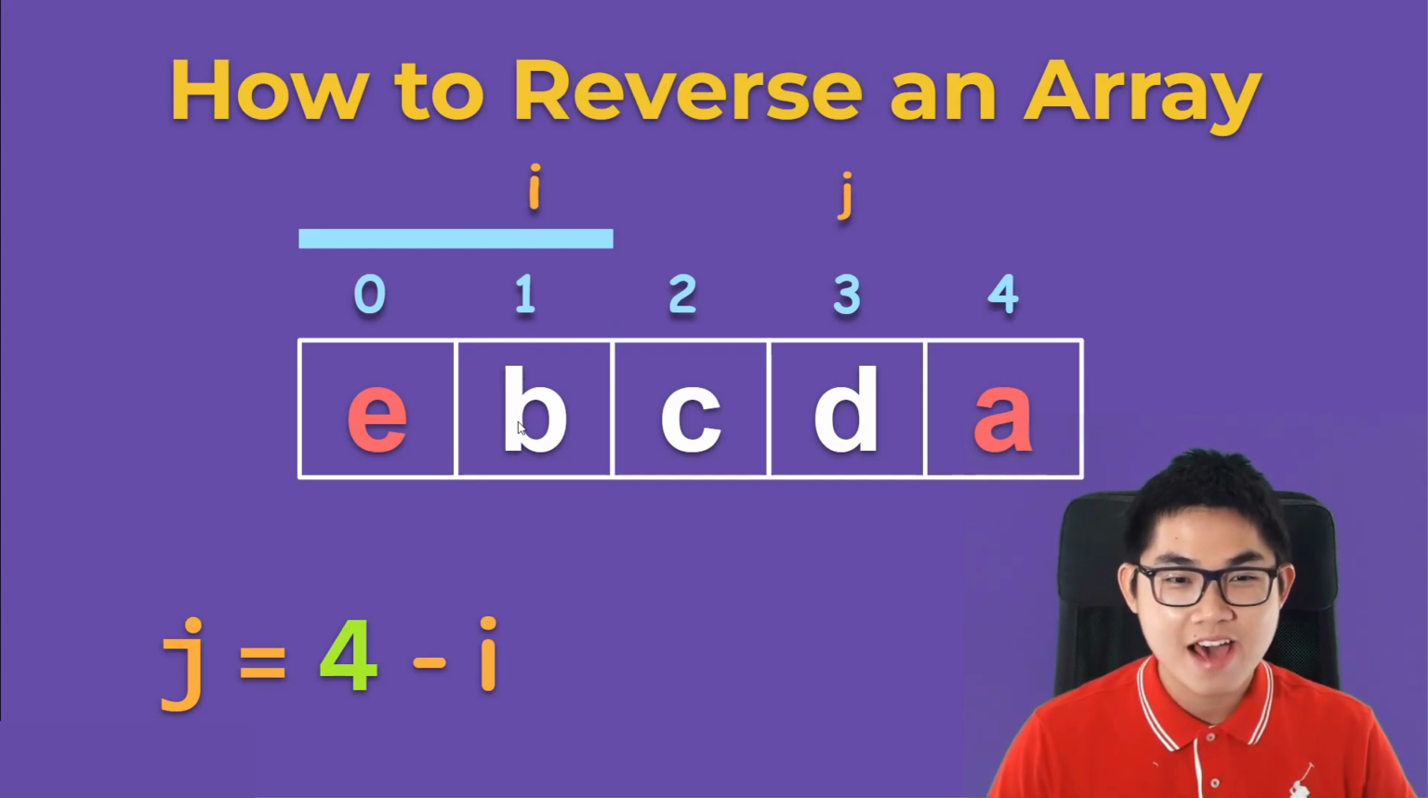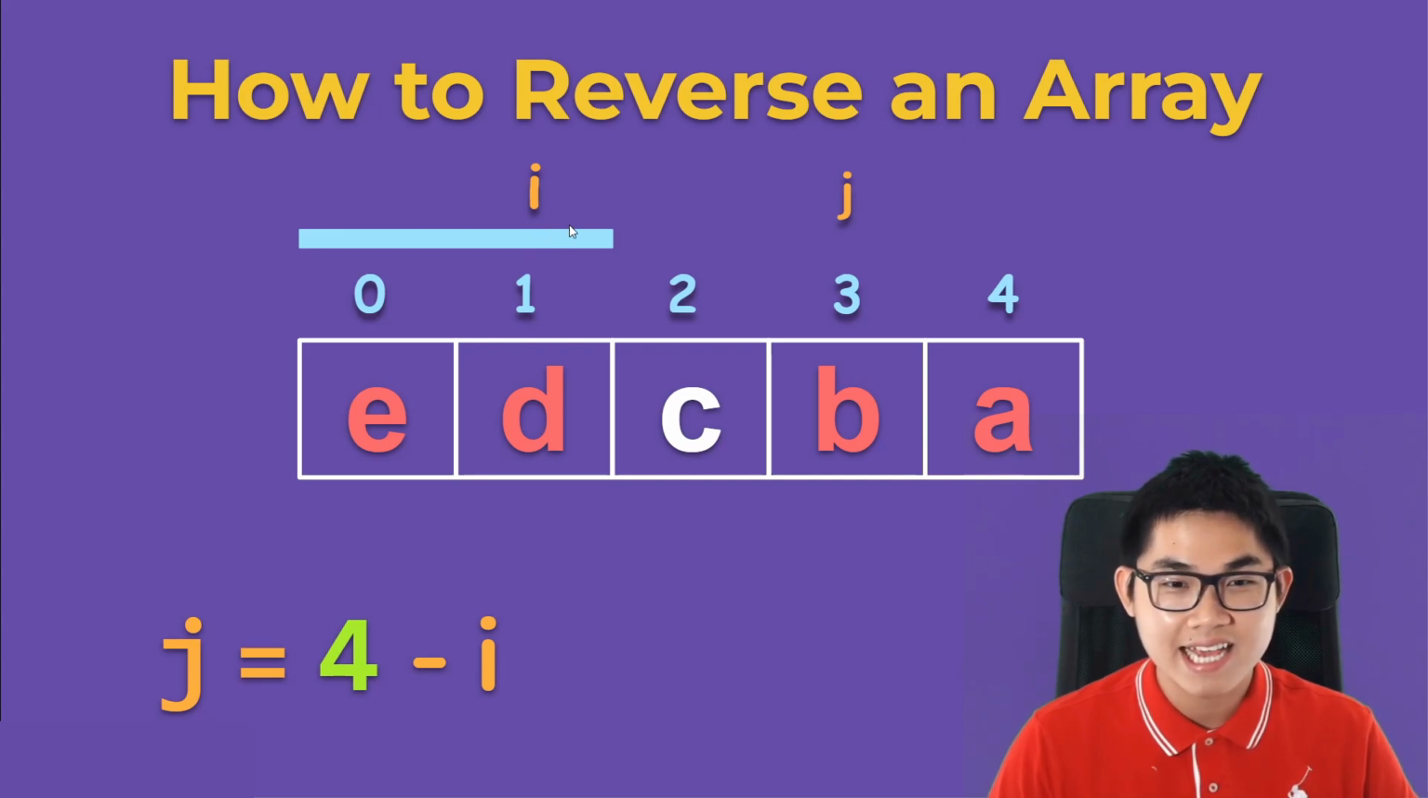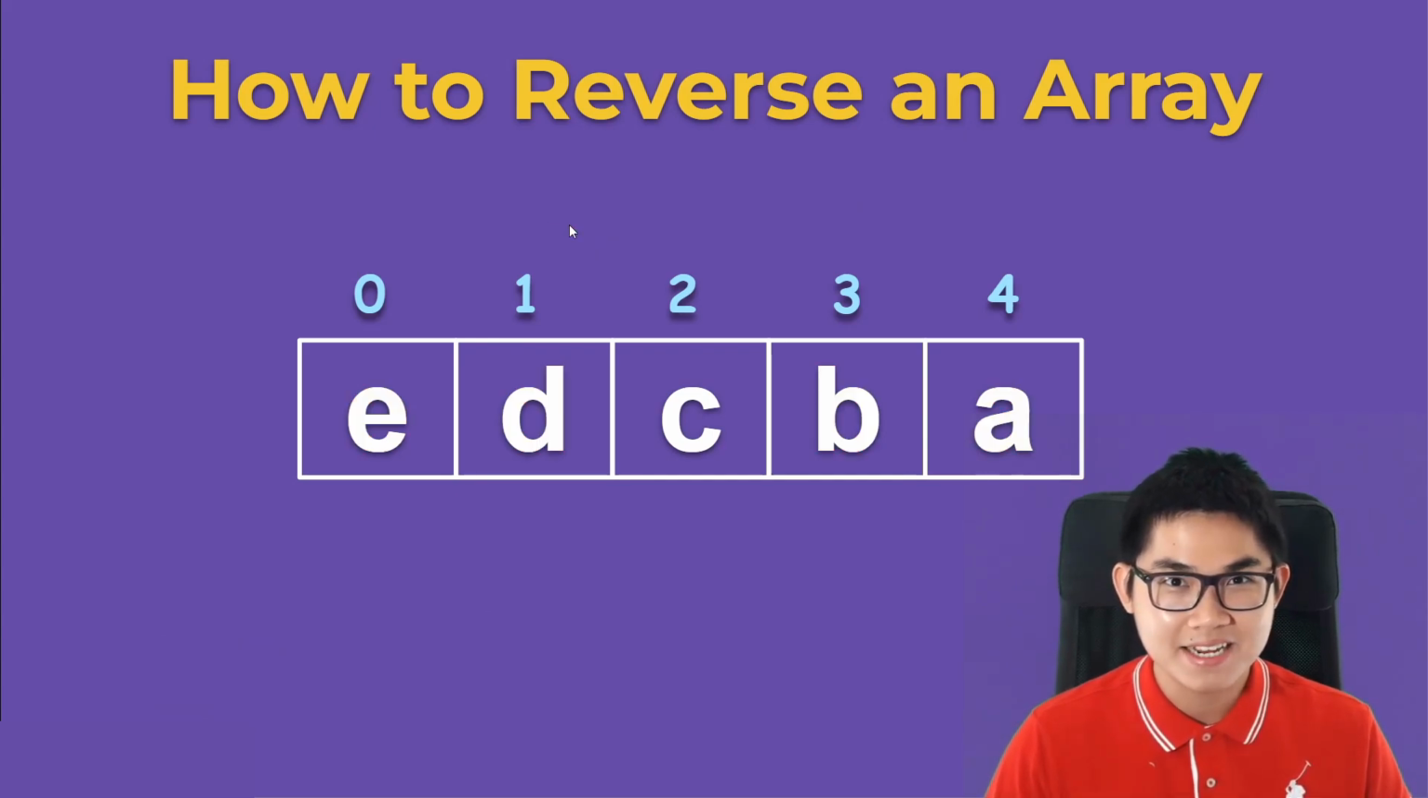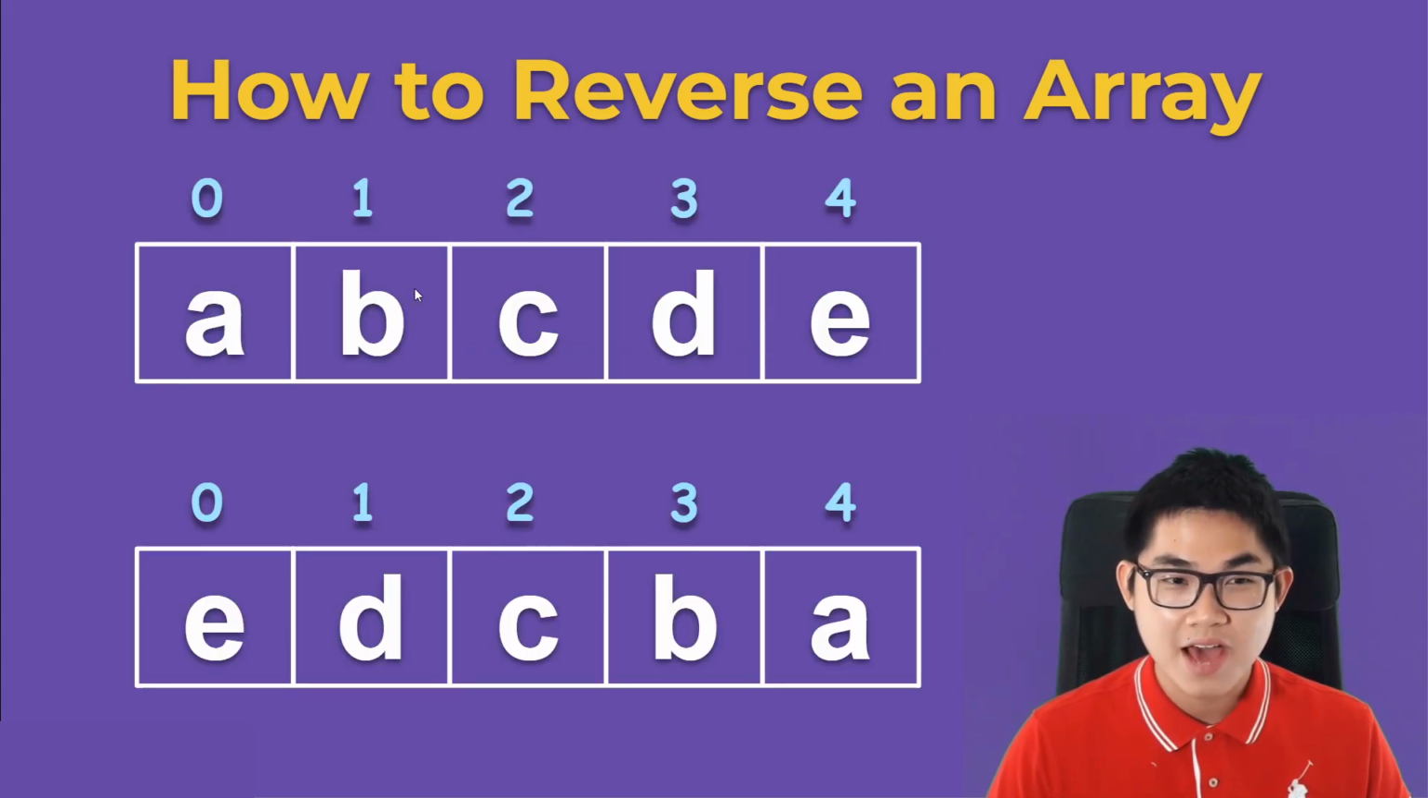At i, we have B, and at j, we have D. So we swap B with D. And notice, because i is now at the end of the line, this indicates that our process is completed because we have successfully reversed the array. So originally, we have A, B, C, D, E, and now we have E, D, C, B, A. So the array is now reversed.